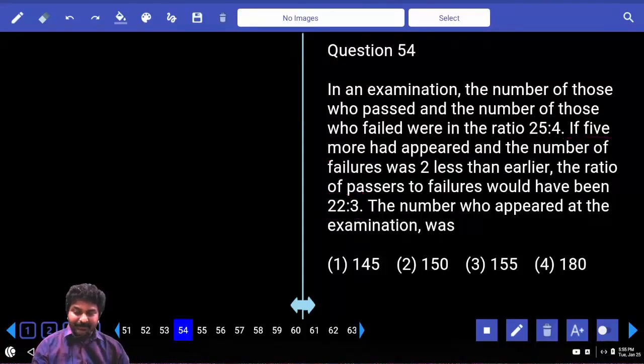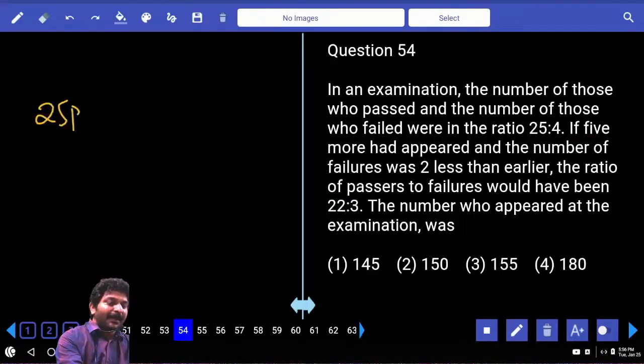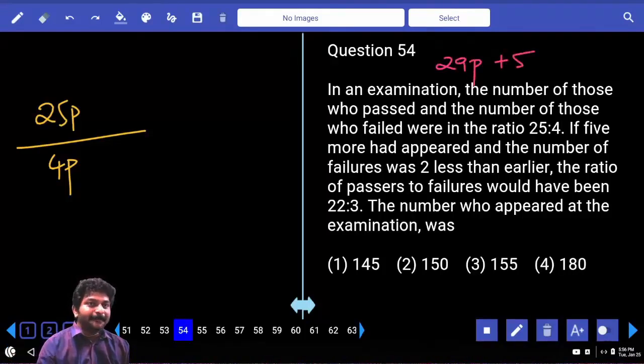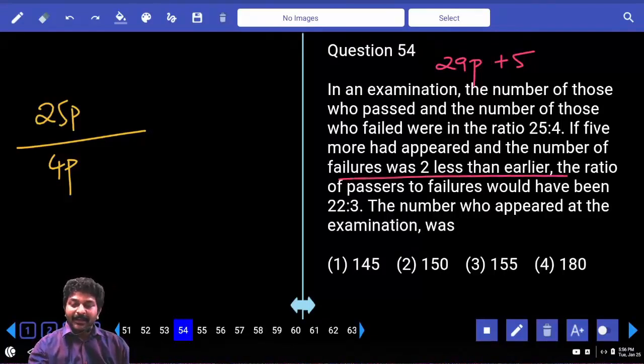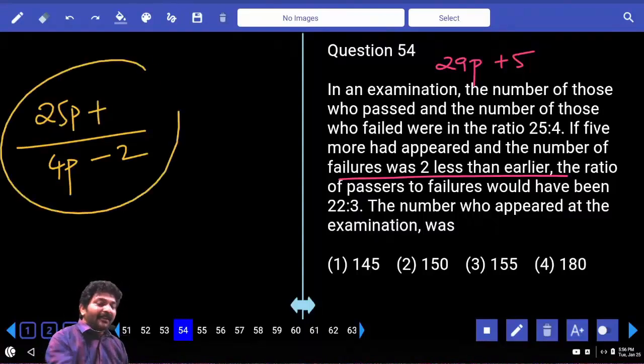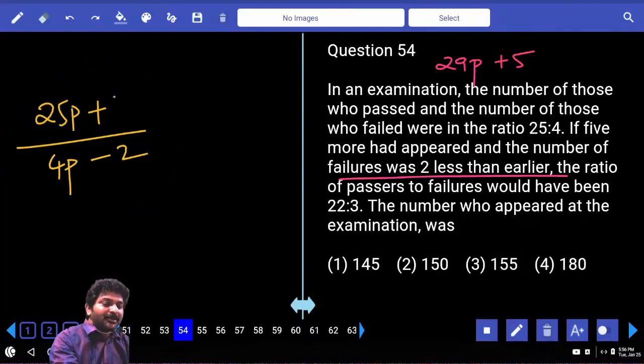Understood? Right. If you want to do it in a procedural way, it takes a lot of time. Initially 25 parts are there, 4 parts are failures and 25 parts are past candidates, correct? How many more appeared? 5 more. So total now we have 29 parts plus 5 members, correct? And according to the failures data, the number of failures was 2 less than earlier. That means earlier it was 4 parts, 2 subtracted. Now how many past candidates are there? 25 parts plus something. When you add everything, that must be equal to 29 parts plus 5 only. Then how much should be here?